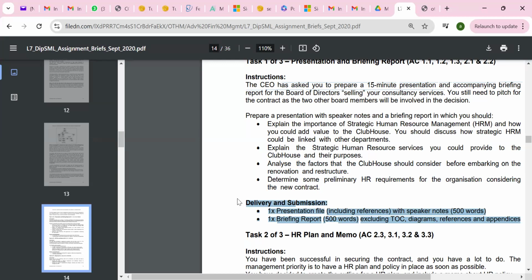Normally we present in PowerPoint. You can prepare a separate file for task one. If you don't want to present separately, or you don't want to prepare the PowerPoint slide separately, you can make it one file.